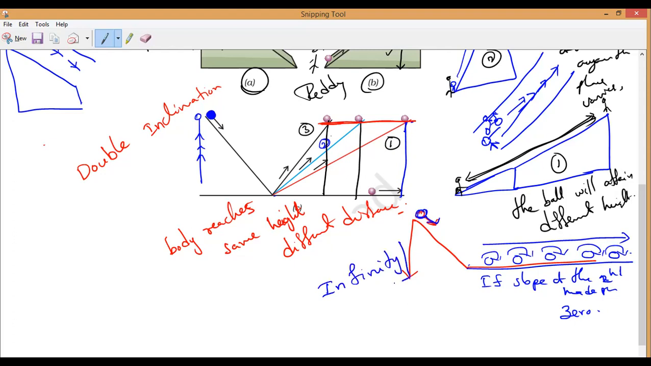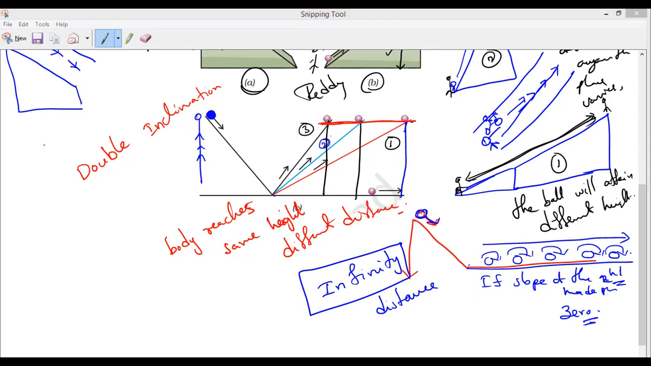What is that word? Infinity. Infinite distance. So if I made the slope of the plane zero, then the body will keep on moving. How much distance, guys? The body travels an infinite distance. Infinity, or infinite, we can say. So this is what you have to remember.